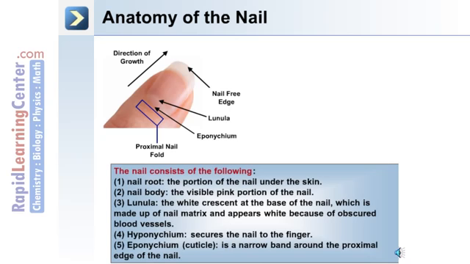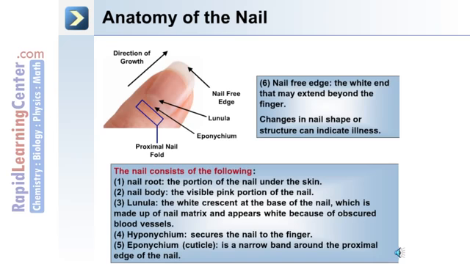The nail consists of the following: a nail root, which is a portion of the nail under the skin; the nail body, which is the visible pink portion of the nail; the lunula, which is the white crescent at the base of the nail, which is made up of nail matrix and appears white because of the obscured blood vessels; the hyponychium, which secures the nail to the finger itself; and the eponychium, which is a cuticle. This is a narrow band around the proximal edge of the nail.